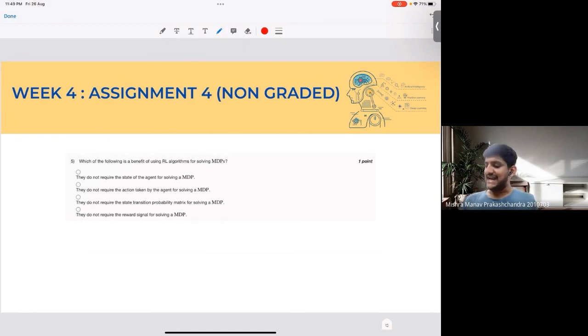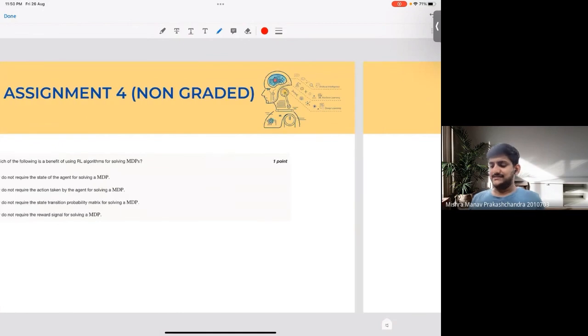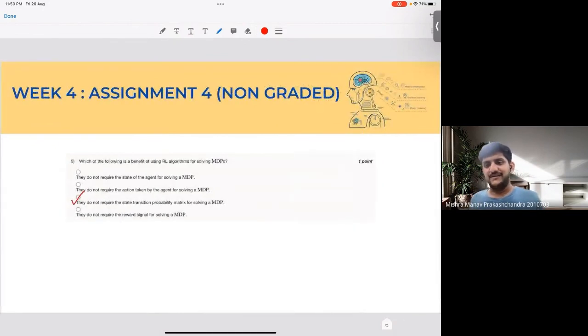They do not require the action taken by the agent to solve the MDP. This is also incorrect. Third option is they do not require the state transition probability matrix. Now, this is true. The agent need not necessarily have the model or the state transition probability matrix in order to solve the MDP. So you will find no mention of it, and you don't require this in order to solve the MDP. So this is the correct option. They do not require the reward signal for solving an MDP. So this is again incorrect. So I think these were the 5 questions for my week 4 ungraded assignment.